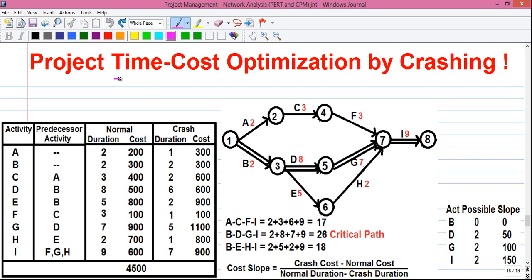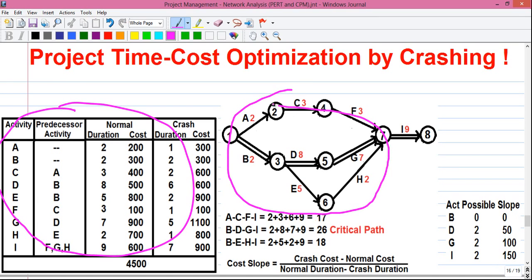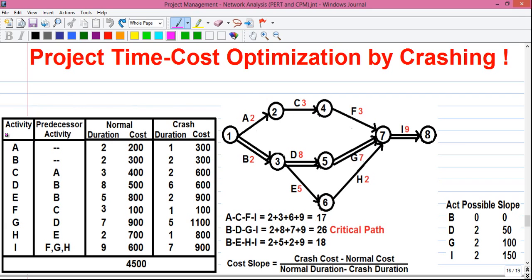So today we will learn how to optimize the project time and project cost by activity crashing. First, in the question, a table like this is given and a network diagram is given. So first look at the table. There are 4 columns. Number 1 is the activity column where all the activities starting from activity A ending activity I are given. Next is the predecessor activity. Predecessor activity means an activity which must be completed before another activity can start. For example, activity A must be completed before activity C can start. That is the meaning of predecessor activity.